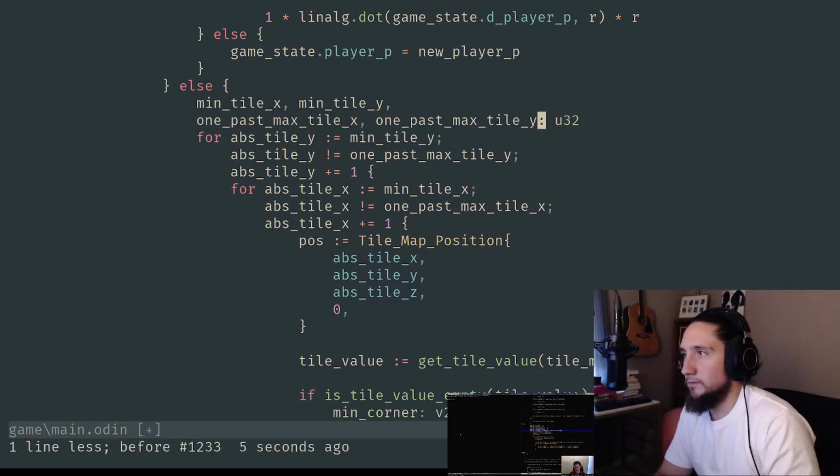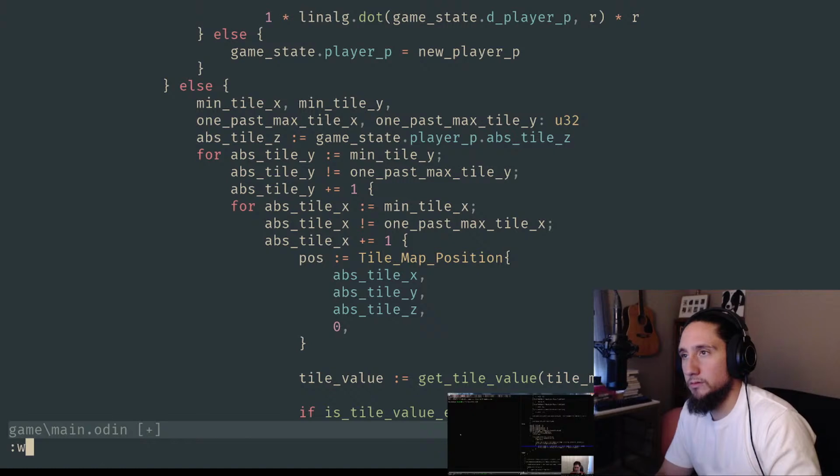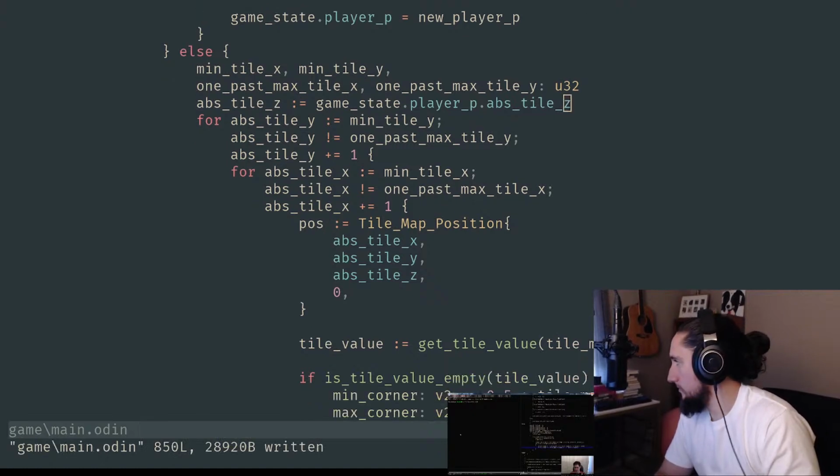But the abs tile z is just wherever the player was, and the tile side meters is, I believe, a property of the tile map, right? Like so. Well, that answers that, doesn't it? Game state, player P, abs tile z. Okay. So that's about it in terms of initializing that corner.